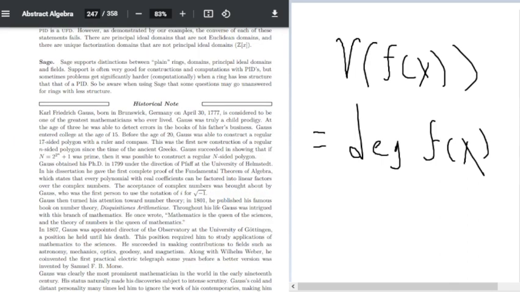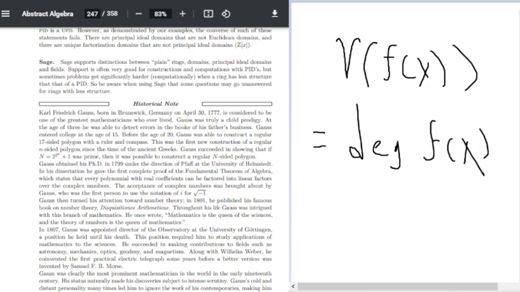Historical note. Carl Friedrich Gauss, born in Brunswick, Germany on April 30th, 1777, is considered to be one of the greatest mathematicians who ever lived. Gauss was truly a child prodigy. At the age of 3, he was able to detect errors in the books of his father's business. Gauss entered college at the age of 15. Before the age of 20, Gauss was able to construct a regular 17-sided polygon with a ruler and compass. This was the first new construction of a regular n-sided polygon since the time of the ancient Greeks. Gauss succeeded in showing that if 2 to the 2 to the n plus 1 is prime, then it was possible to construct a regular n-sided polygon.